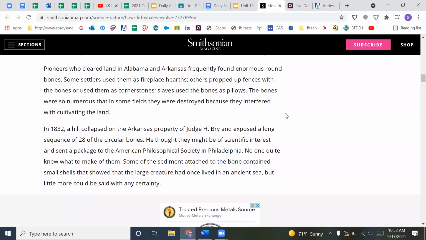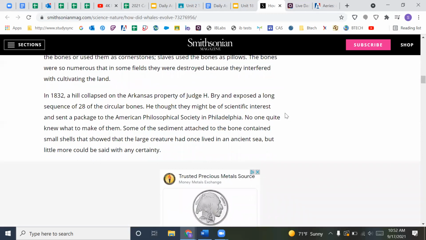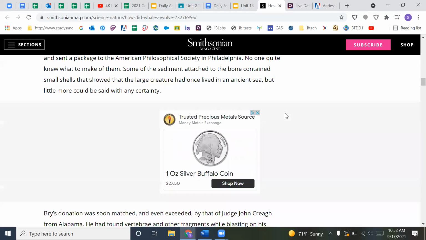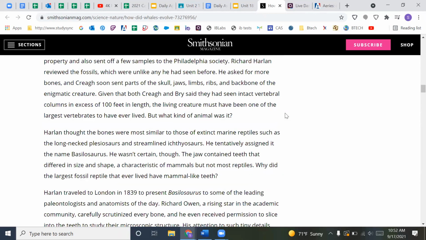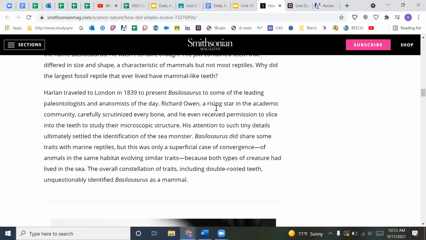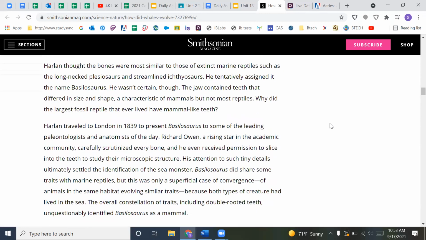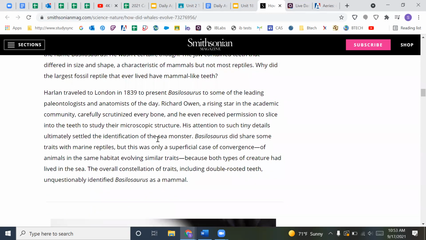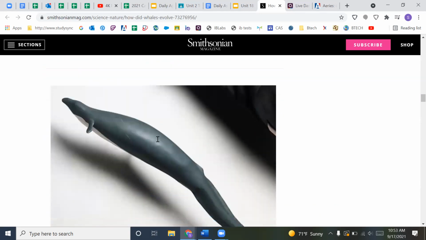So let me see. I'm trying to read every single thing here. So this basically is just kind of talking about all of the different types of fossils that they found and the different structures. I wish we had time to read through all of it, but it's kind of hard to imagine them, right? One of the main ones, the Basilosaurus, is one of the predecessors. And it looks like this.